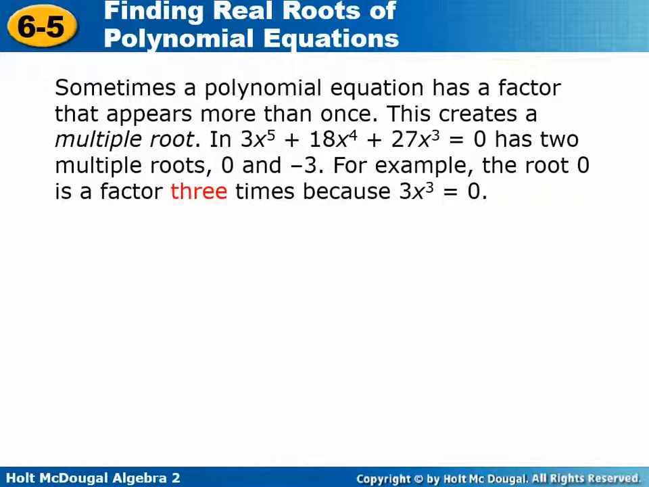All right, sometimes a polynomial equation has a factor that appears more than once. This creates a multiple root, or multiplicity. In 3x to the fifth plus 18x to the fourth plus 27x to the third equals 0, it has two multiple roots, 0 and negative 3. So let's look at this one quick.